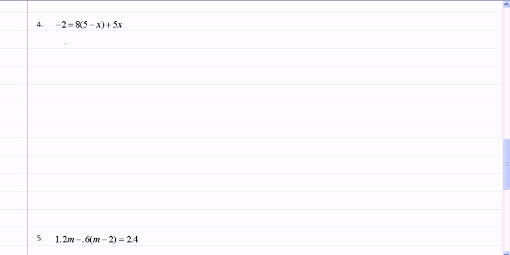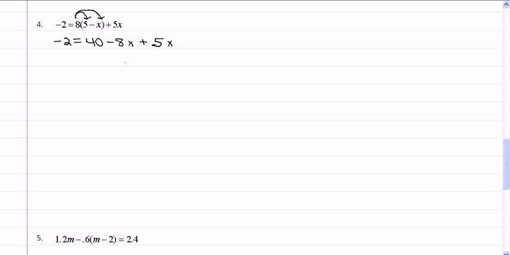For number 4, I have negative 2 equals 8 times 5 minus x, and then plus 5x. So I use the distributive property and multiply the 8 by what's inside the parentheses. And 8 times 5 is 40. 8 times negative 1x is minus 8x, and then plus 5x.